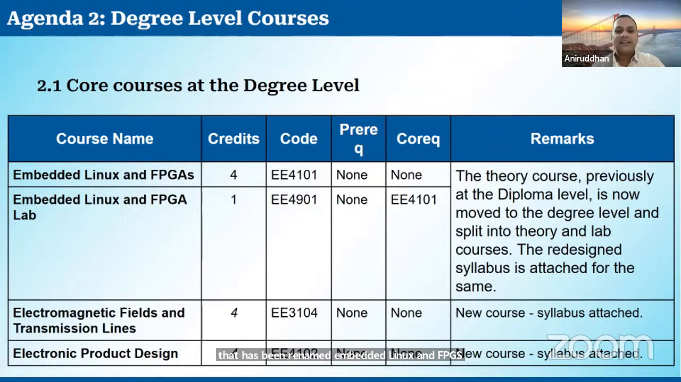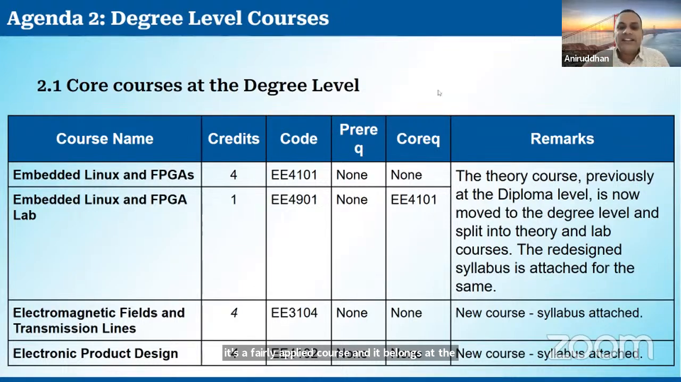Okay, and that has become a theory plus lab course. There is a theory course and a lab course. There is a 4 credit theory course and a 1 credit lab course. Okay. And it is now moved to the degree level. Like I said, it's a fairly applied course, and it belongs at the degree level only.